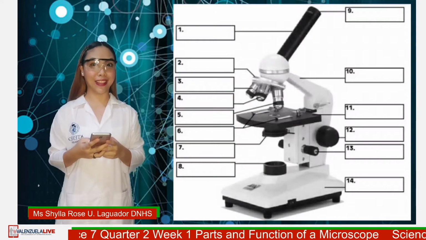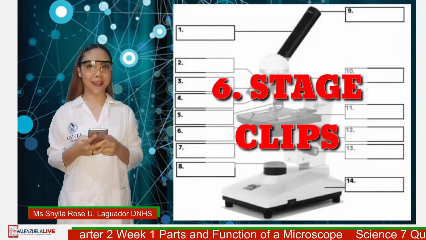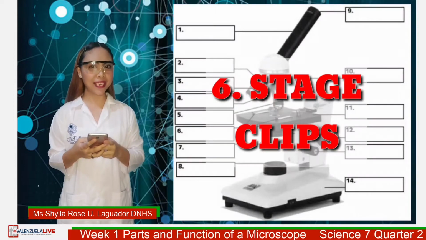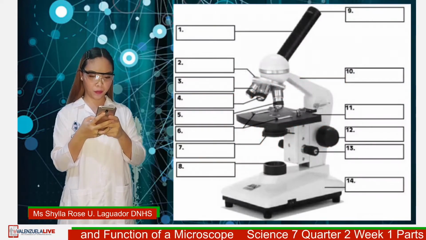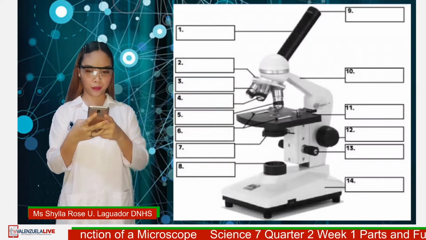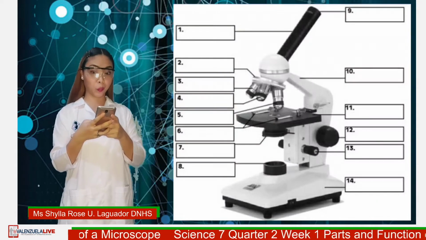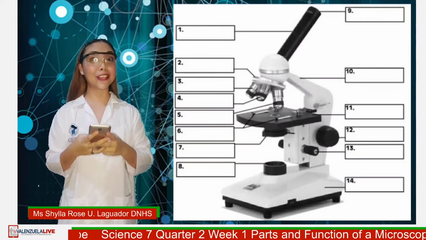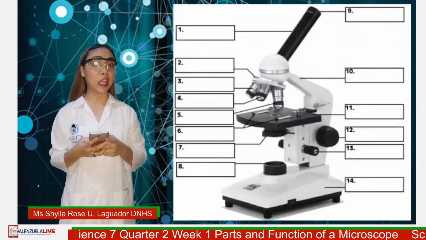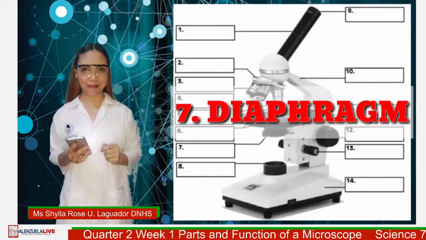Alright, you guessed it correctly. Number 6 are stage clips. Okay, what about number 7? Okay, there are some of you who answered it correctly. The correct answer is diaphragm.